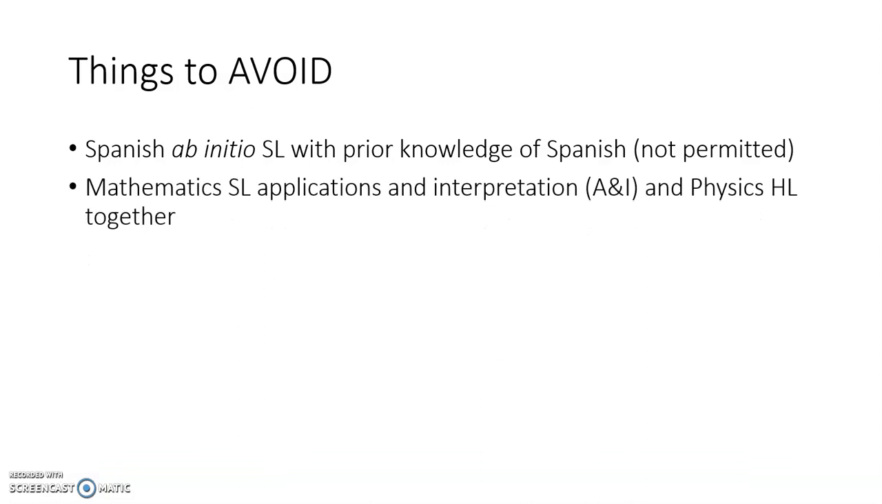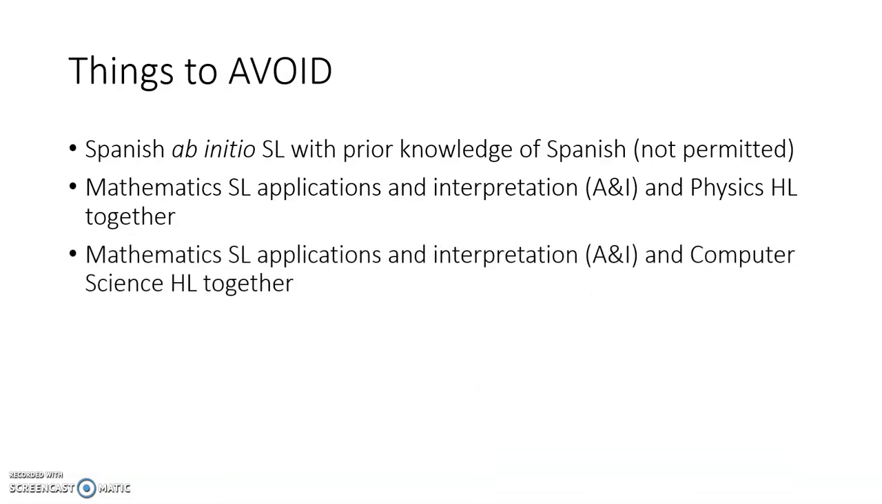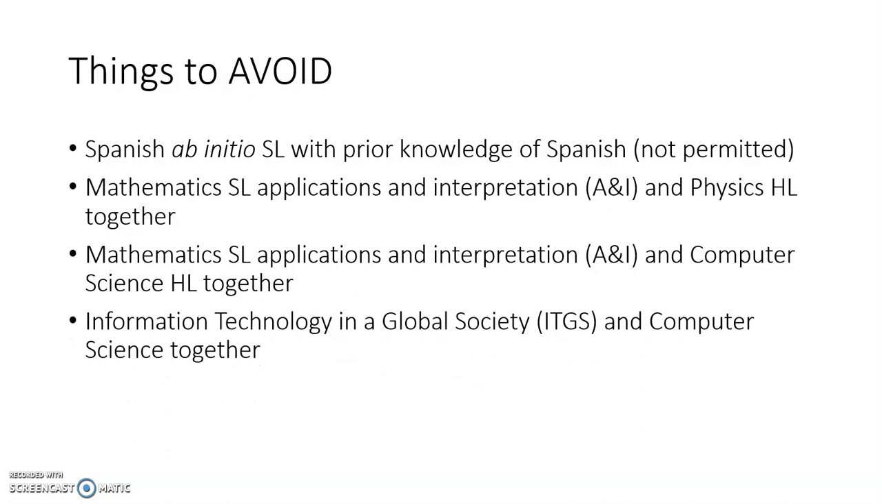Mathematics standard level applications and interpretation is not a good combination with physics higher level. It's also not a good combination with computer science higher level as well. Both those courses, physics and computer science higher level, require a better, or a higher, I should say, mathematical background than the applications and interpretation course can provide. So please bear that in mind and don't choose those combinations. We also don't want you to pick ITGS and computer science together in the same program.